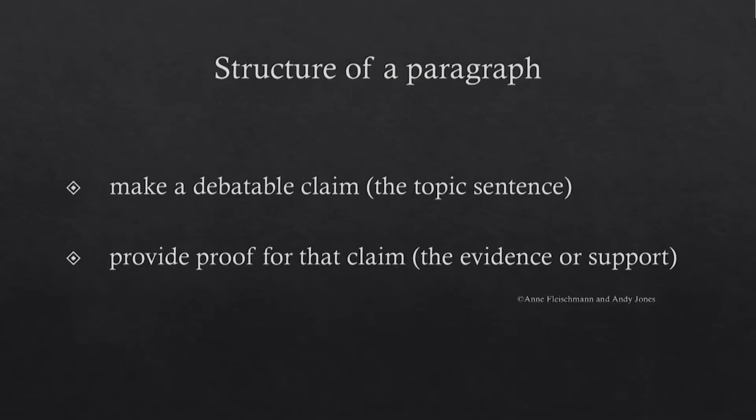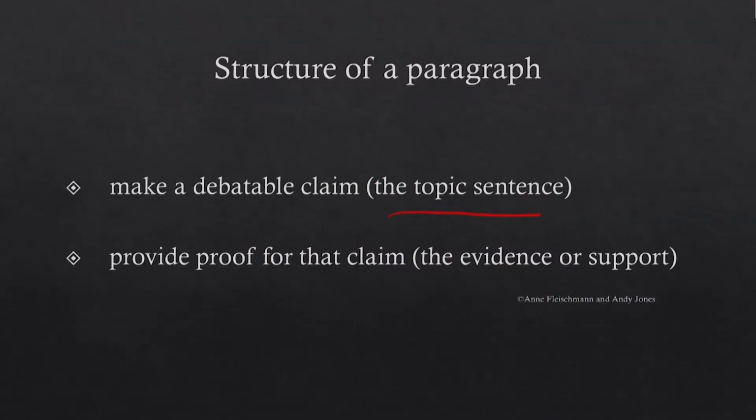Now, let's look at the structure of a paragraph, especially in relation to literary analysis. We have to have a debatable claim in a paragraph, and that arguable claim will be the topic sentence of that paragraph. We can't just make a claim, we need to provide proof for that claim, we need to provide evidence or supporting statements for that claim. Only then will that claim be proven, otherwise it will just be an opinion that cannot be proved.